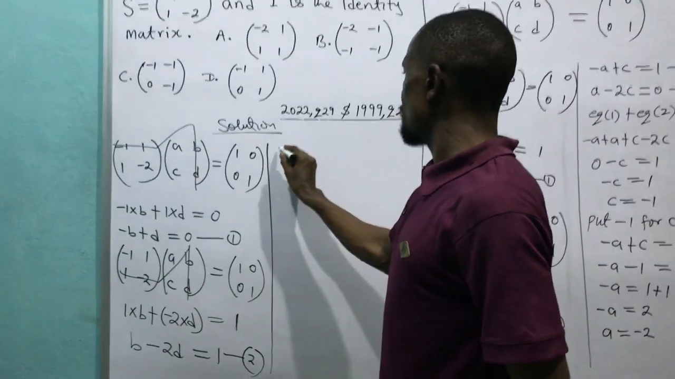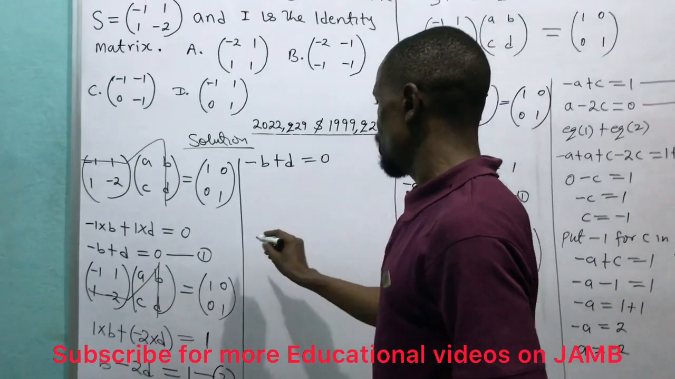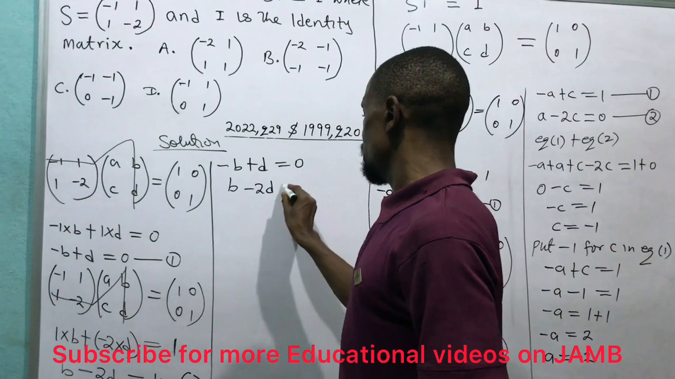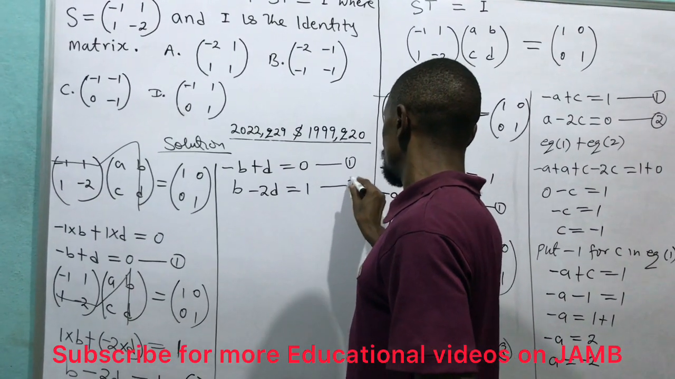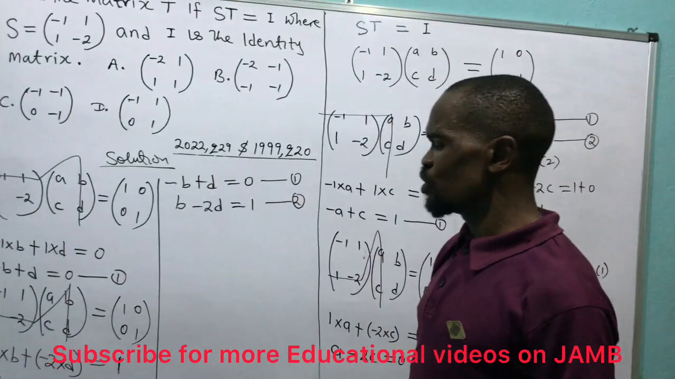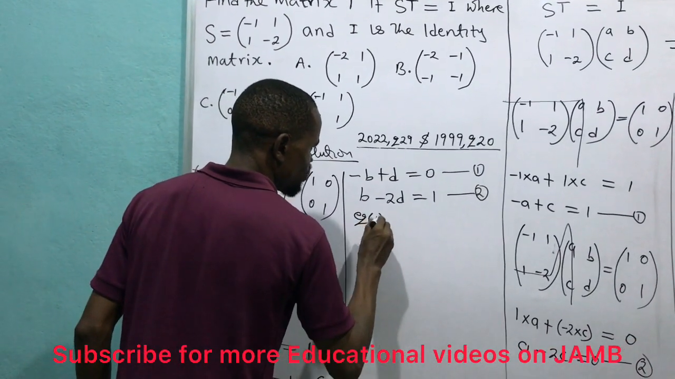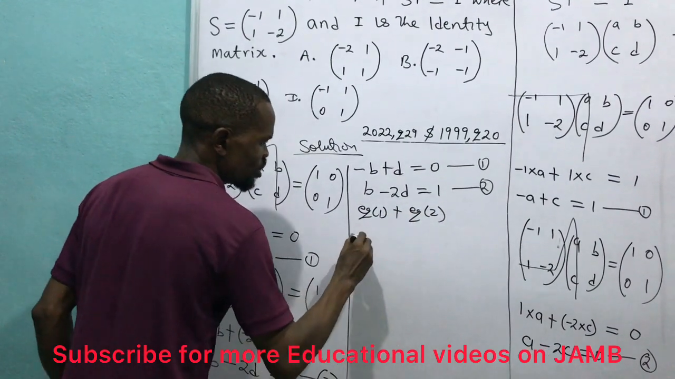Then I'm solving it simultaneously. I will have minus B plus D is equal to 0, and B minus 2D is equal to 1. This is equation 1, this was equation 2. Then solving these two equations simultaneously, I can add equation 1 plus equation 2.